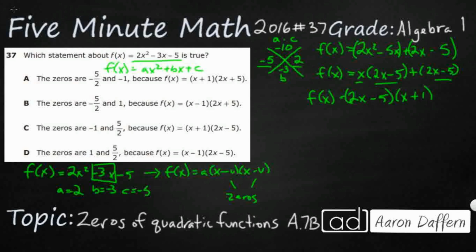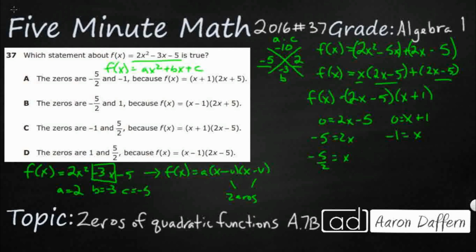So what we do now is we set each of these factors to 0 to see what the zeros are going to be. So 0 equals 2x minus 5. Solve for x. It's going to be 5 equals 2x, so x equals 5 halves. Then we do the same thing here. X plus 1 equals 0, and so that's just going to be negative 1. So those are going to be my two zeros here.